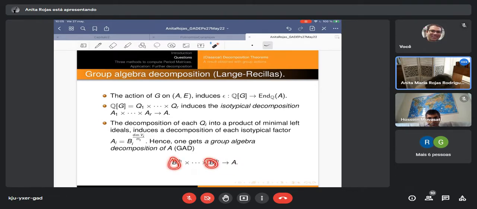So these factors cannot be decomposed further using the information coming from the group, because you reach the point of minimal left ideals. But it doesn't mean that this is the Poincaré decomposition. These factors could be isogenous. These factors could be not simple, and so on. So that gives you a starting point, but you might need to go further.